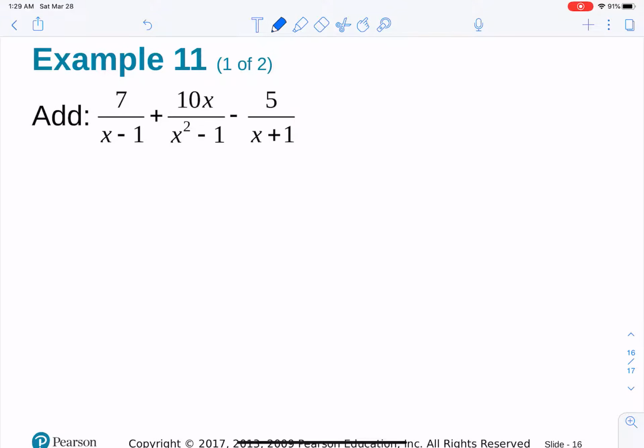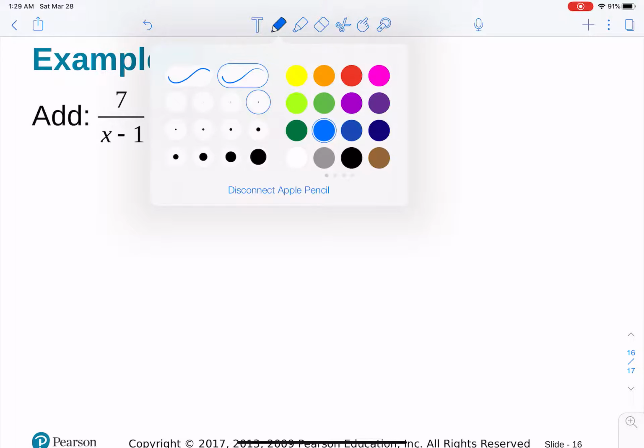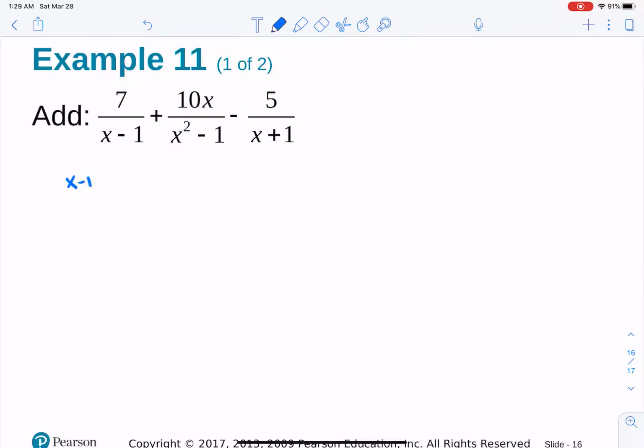In this problem, we have the first term, which is x minus 1. It is a factor by itself. The last denominator is x plus 1, a factor by itself. But the middle one is x squared minus 1. But if you recall the identity, x squared minus 1 is x plus 1 times x minus 1.